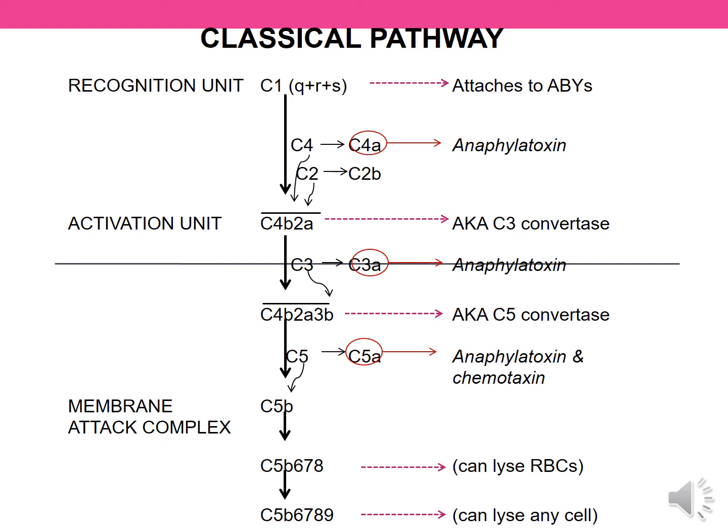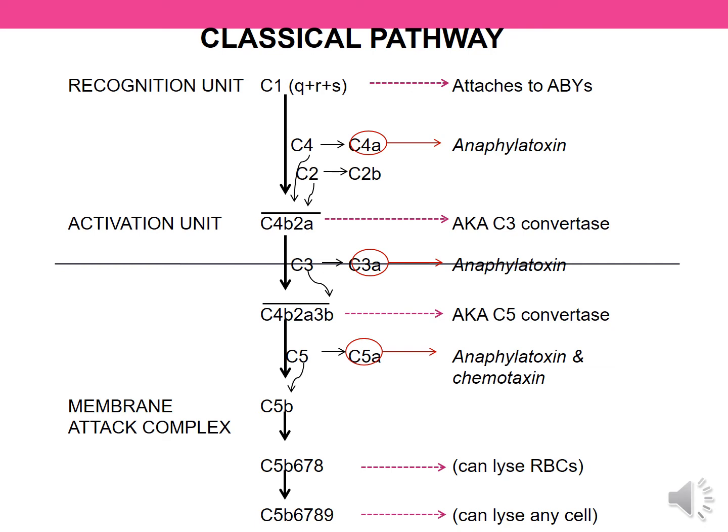C2 will come along, and C1 will cleave C2 into C2a and C2b. C2b will diffuse away, and C2a will bind to C4b, creating our second enzyme. And this is C4b2a, also known as C3 convertase. C3 convertase will then cleave C3 into C3a and C3b. C3a will diffuse away, and C3b will bind to our C4b2a.